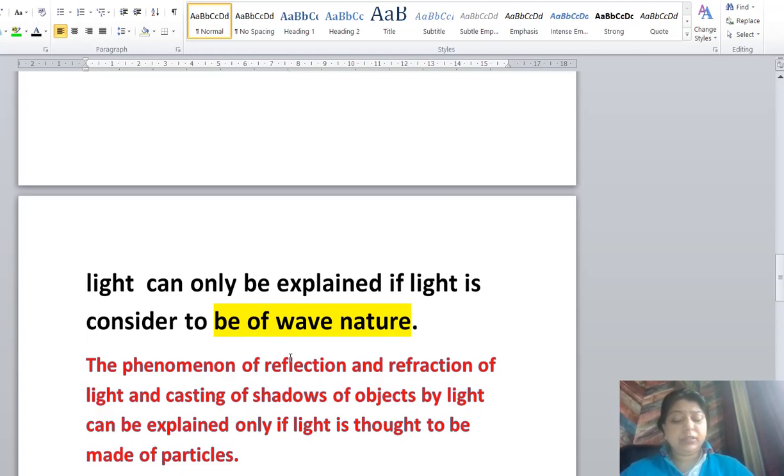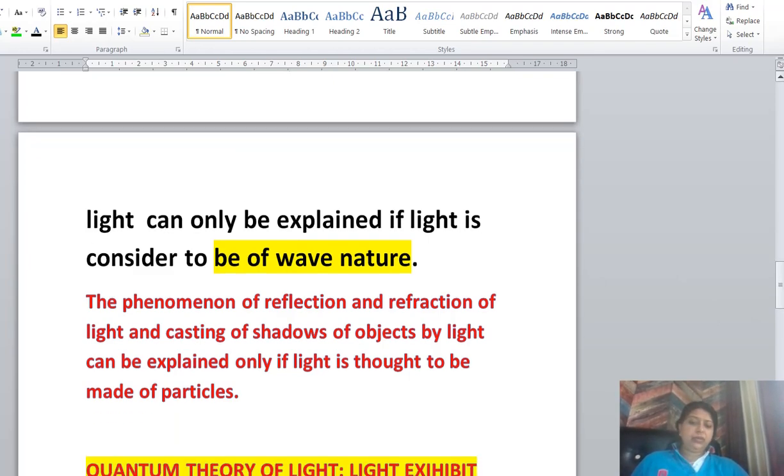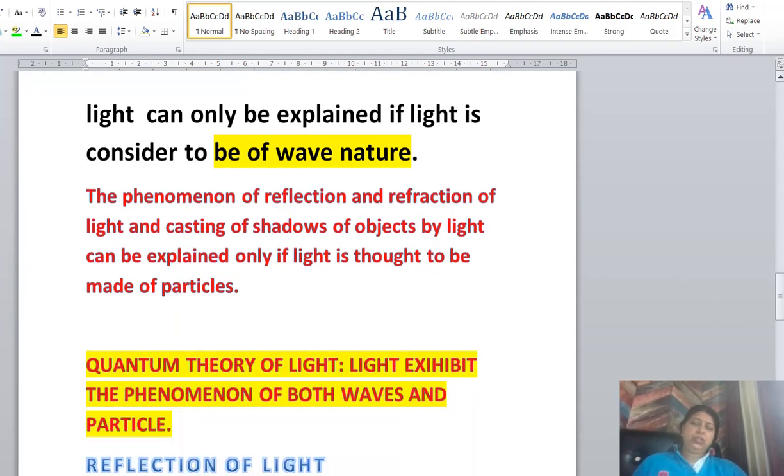So I told you there are two theories. One theory is telling that light has a wave nature. Then you ask which theory is correct. Here we see interference and diffraction, very important terms, and these can only be explained if we consider light to be of wave nature. So it proves कि light has a wave nature. ये तो sure है कि light के पास wave nature होता है. So this theory is correct.